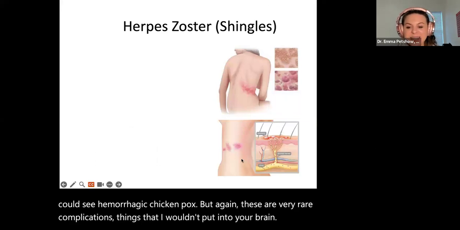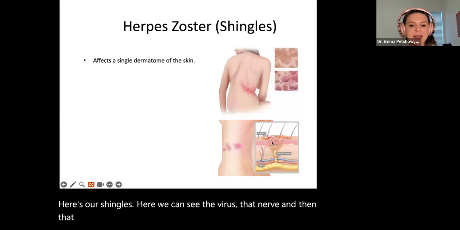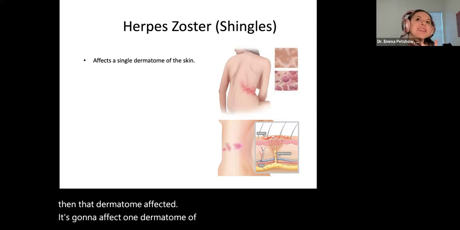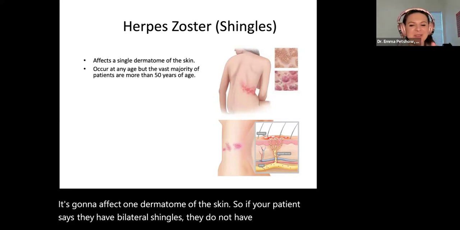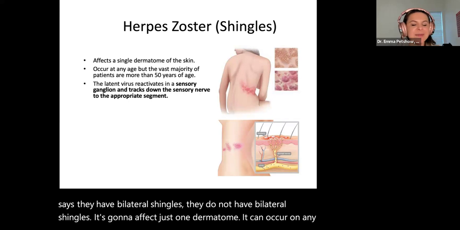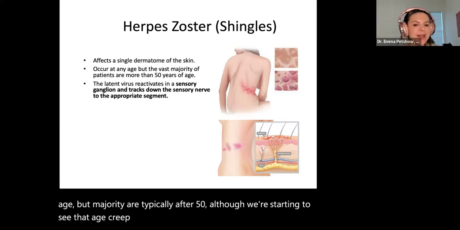Here's our shingles. Here we can see the virus, that nerve, and then that dermatome affected. It's going to affect one dermatome of the skin. So if your patient says they have bilateral shingles, they do not have bilateral shingles. It's going to affect just one dermatome. It can occur at any age, but the majority are typically after 50, although we're starting to see that age creep down more and more.